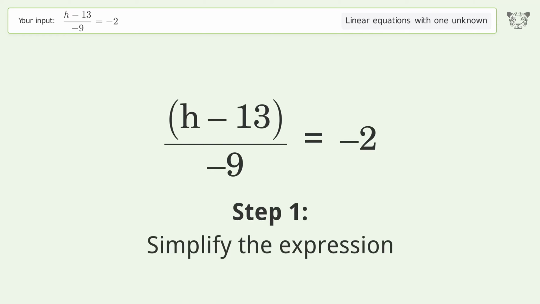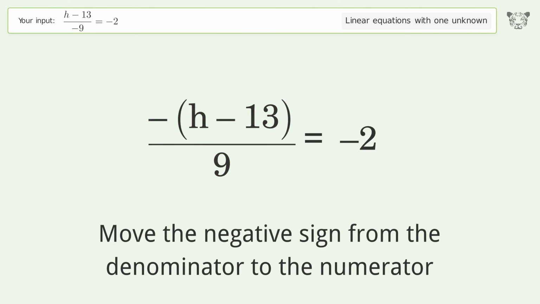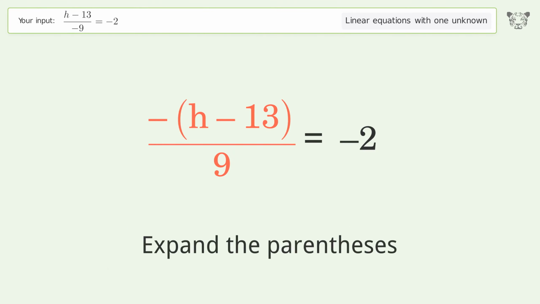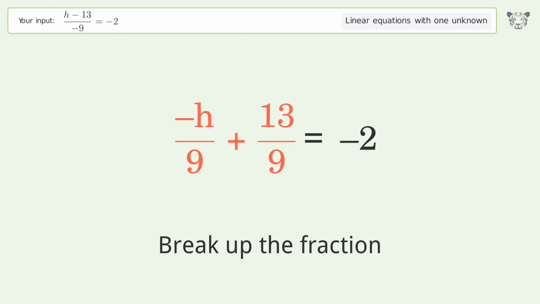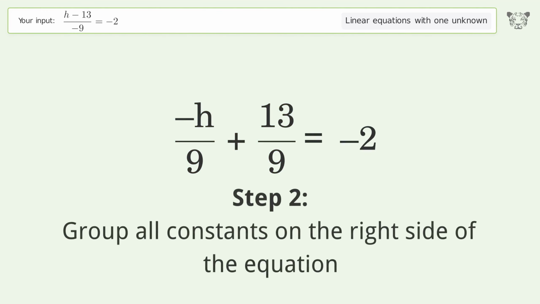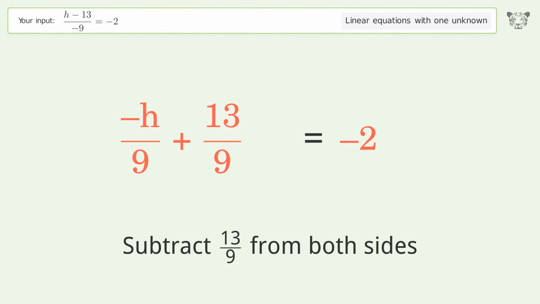Simplify the expression. Move the negative sign from the denominator to the numerator. Expand the parentheses. Break up the fraction. Group all constants on the right side of the equation. Subtract 13/9 from both sides.